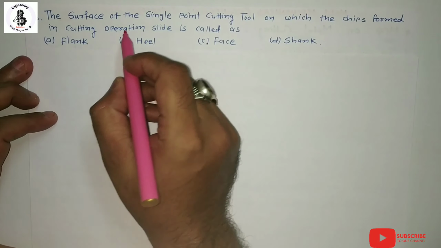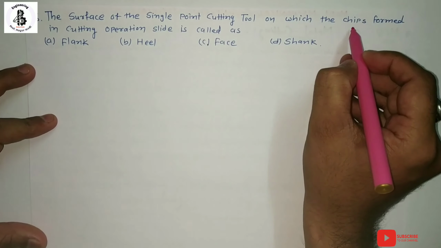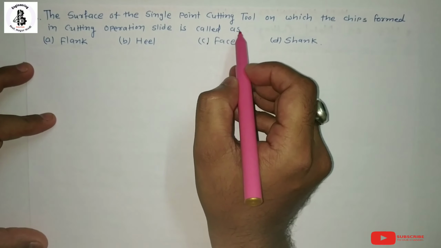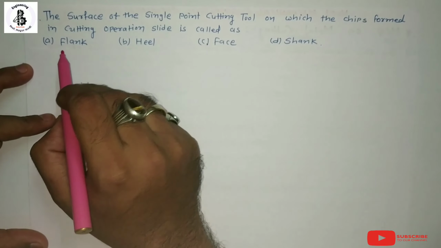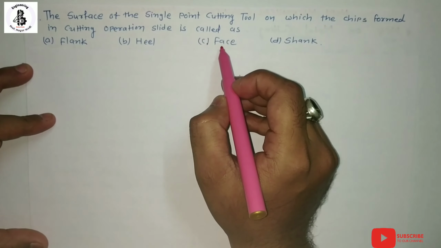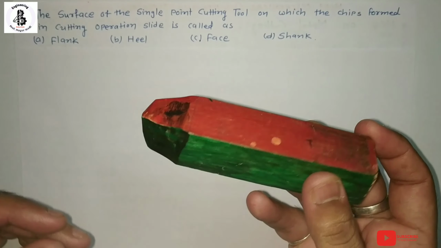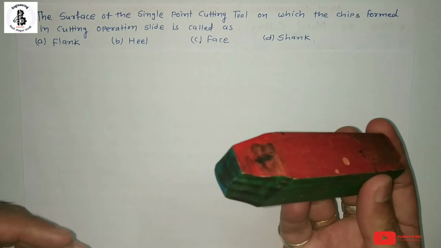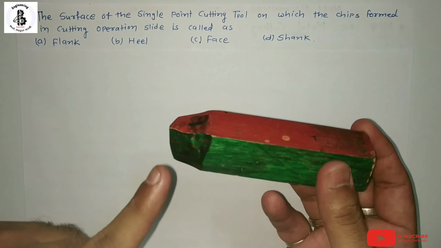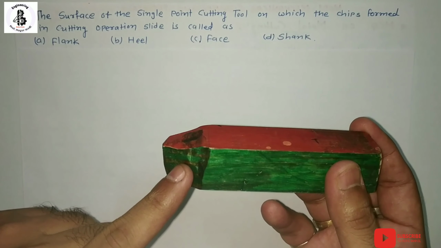The surface of a single point cutting tool on which the chips form in the cutting operation is called as: the options are flank, heel, face, and shank. So let us see. This is our single point cutting tool. First, that will be the flank of the tool. Basically this surface will be the flank of the tool, and heel.